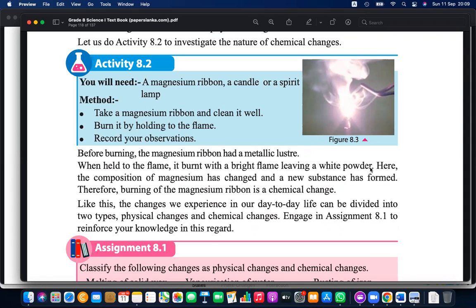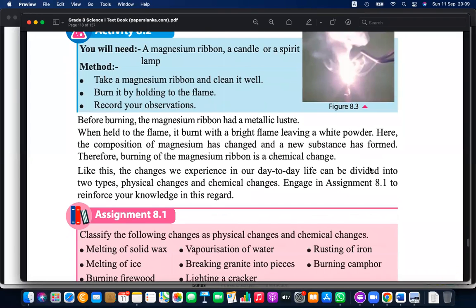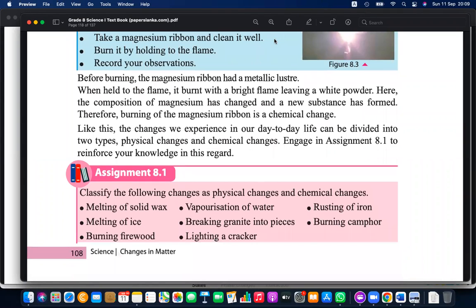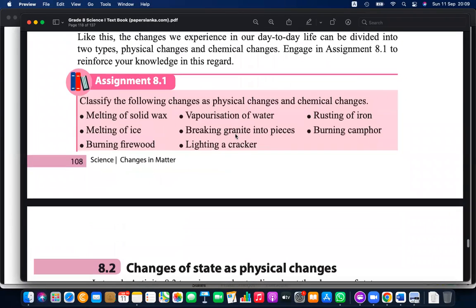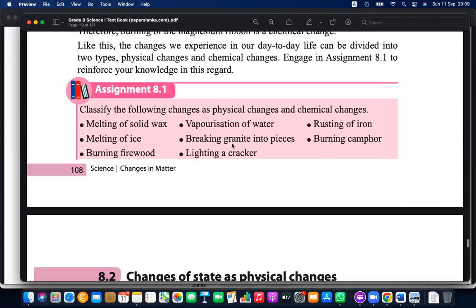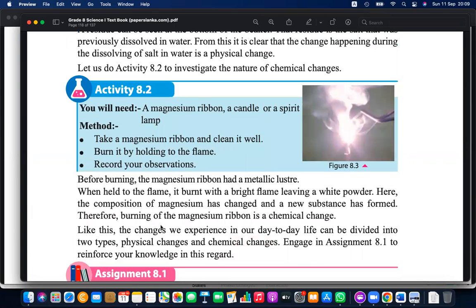That is called magnesium oxide. This is not a day-to-day reaction, but earlier it was magnesium and after that you can see magnesium oxide. That is not the same. Since magnesium and magnesium oxide are not the same, there is a change of compound, so we call that a chemical reaction. As you can see, burning magnesium ribbon is a chemical change.